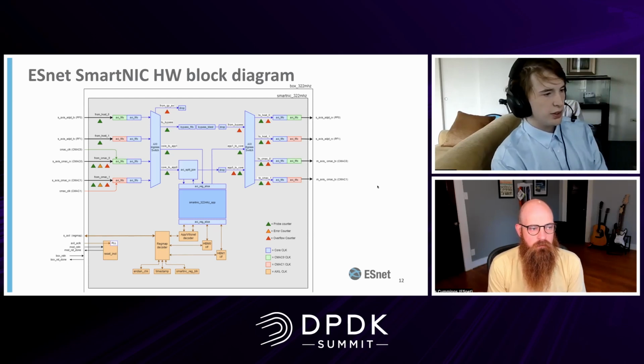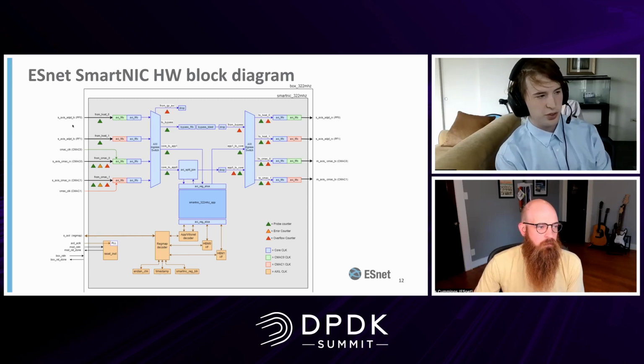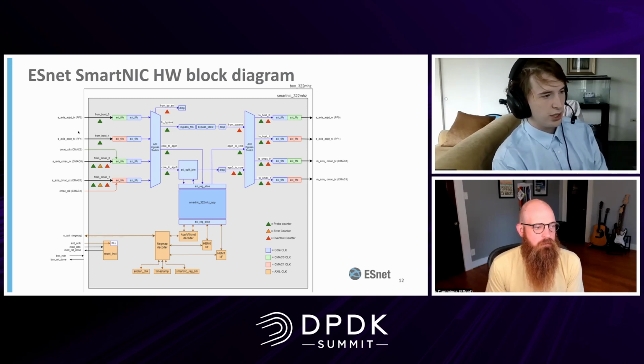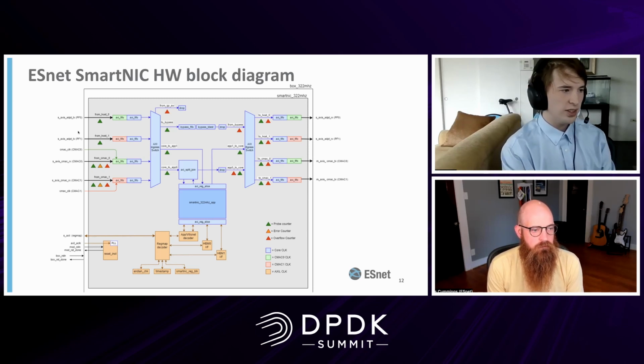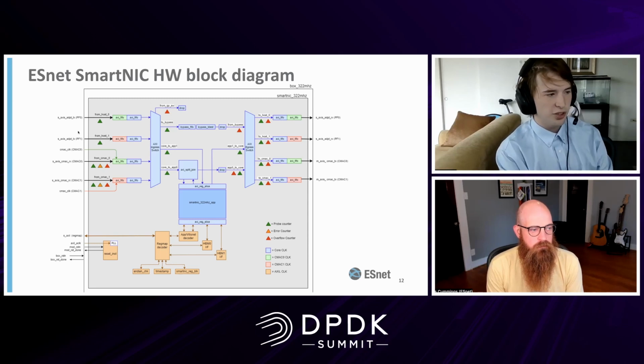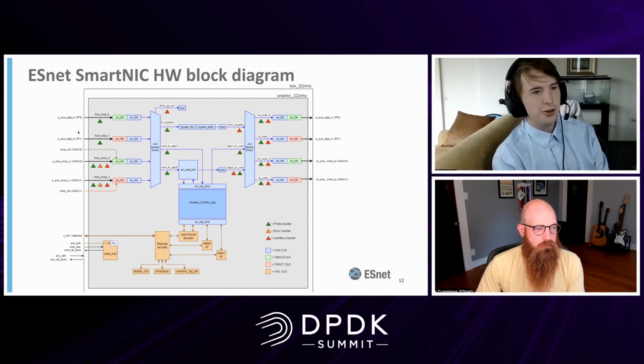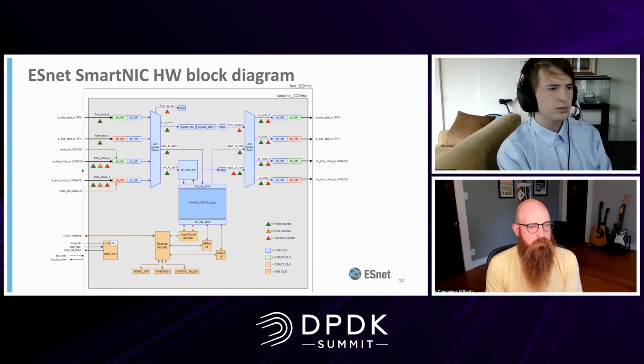So the PF0 at the top is what I was talking about. PF0, PF1, those are the physical functions. So remember, those are connected to the host via PCIe. So this is virtual on the FPGA, sending it to the host via PCIe. Then there's also CMAC 0 and CMAC 1. So these are the physical ports, the 100 gigabit Ethernet ports on the FPGA.